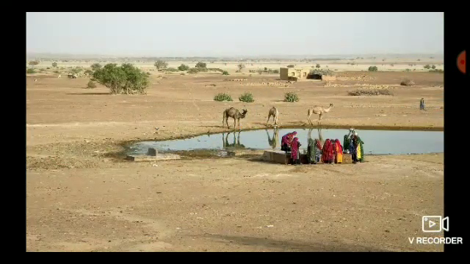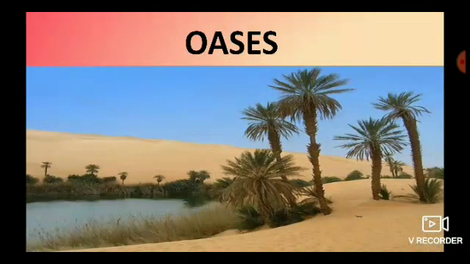What is this, children? It seems like a pond, right? Yes, it is a pond and it is called an oasis. So how is it formed? The oasis is formed by the rise of groundwater. So water gets stored in the ground, right? So the oasis is formed by the rise of groundwater.